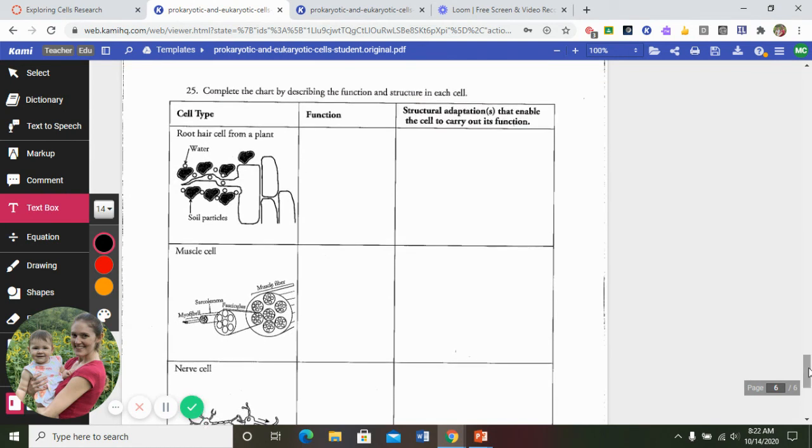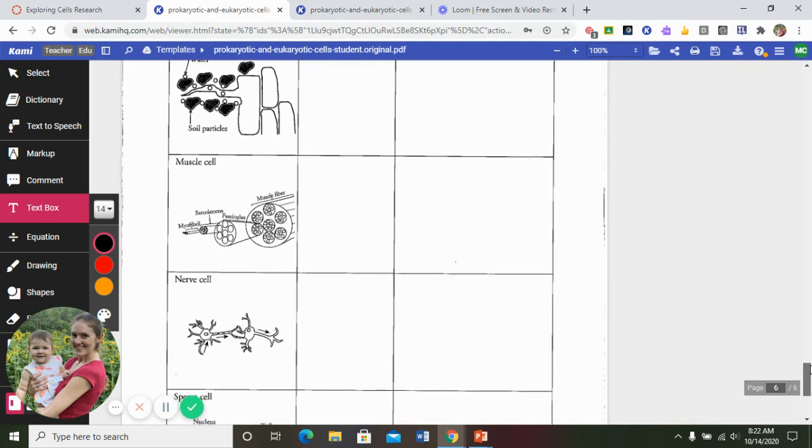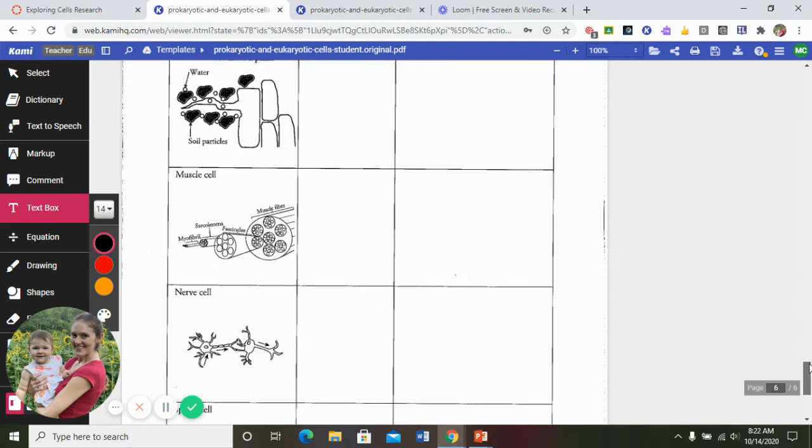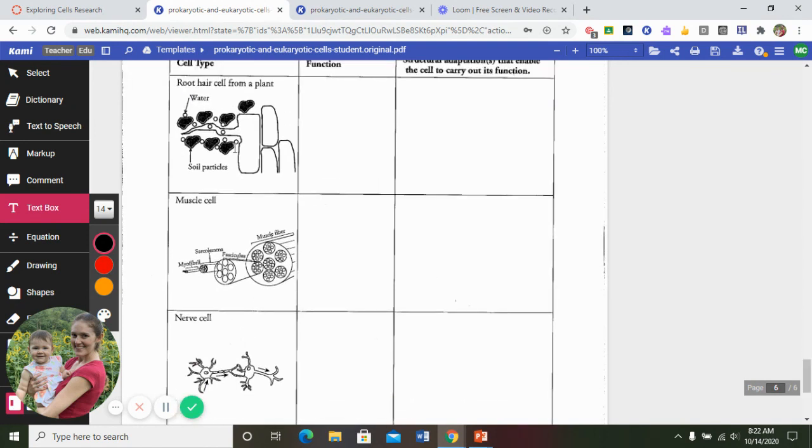Complete the chart by describing the function and structure of each cell. So this is the cell right here. It is a root hair cell from a plant. You're going to tell me what is the function of a root hair cell in a plant, and are there any adaptations that it has? You can compare this cell to some of the other cells and let me know if you notice any differences. What makes this root hair cell capable of taking in water and not getting damaged by the soil particles, whereas this muscle cell may not be able to do that, or this nerve cell may not be able to do that?